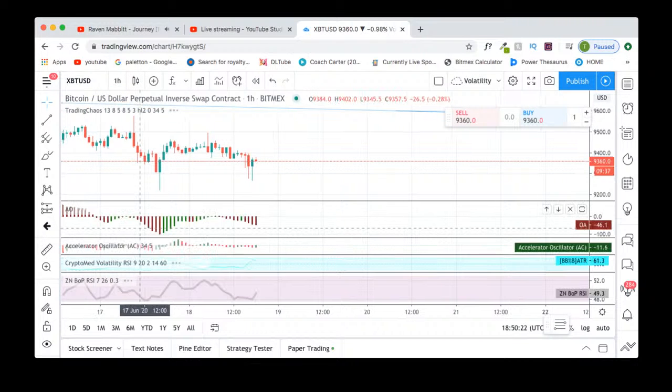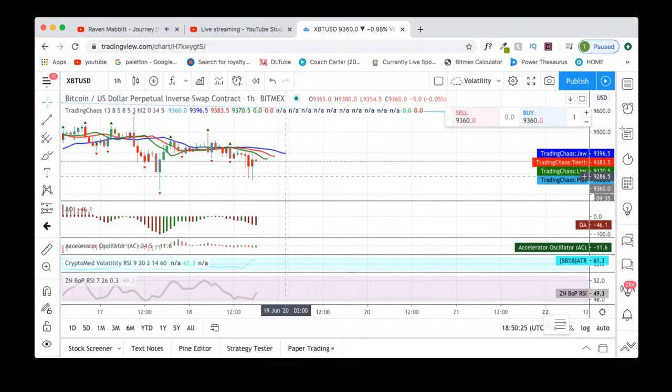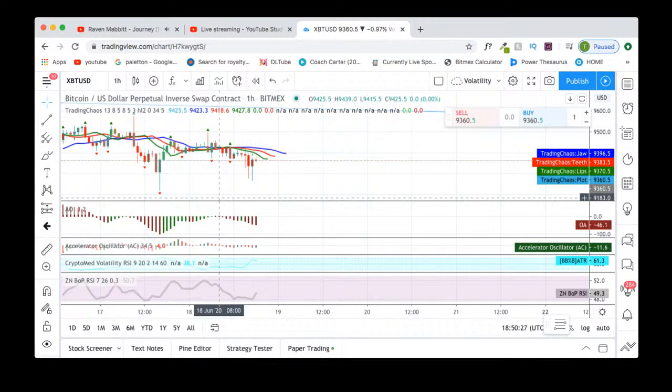Check the 1 hour. It's like we had a saddle here, and then it started to move within the past couple hours. Past 8 hours or so, 12 hours. So we're on the move. It could be at the end of a bear trend.